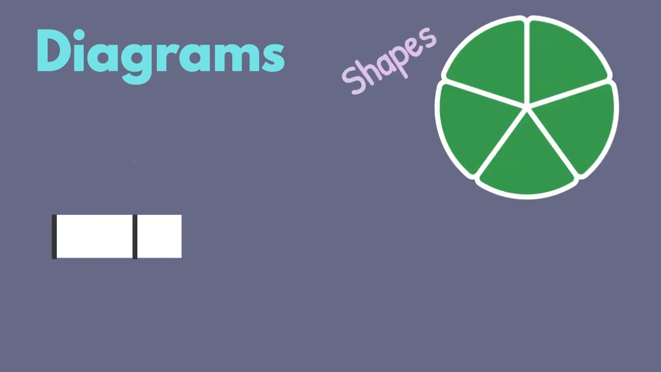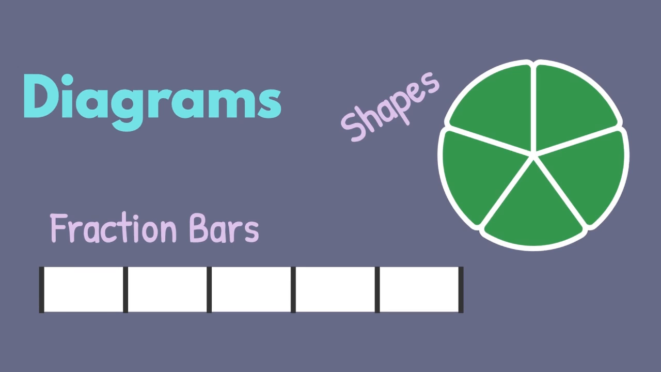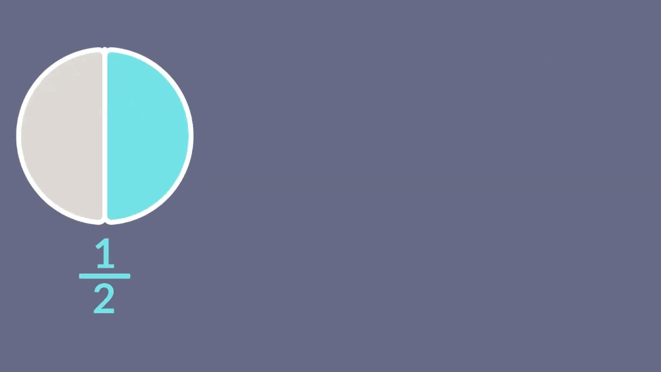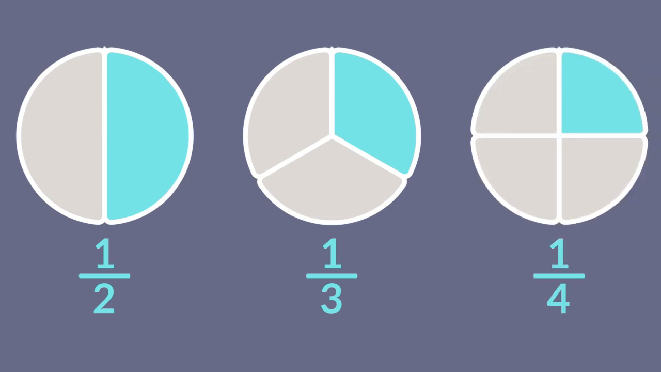One way to visualize fractions is by using diagrams, such as divided shapes or fraction bars. This approach lets us see how a whole can be broken into equal parts and helps you visualize fractions and their relationships. As we can see, the more parts we divide the whole into, the smaller each part becomes. Half of a circle is larger than a third, which is larger than a fourth.